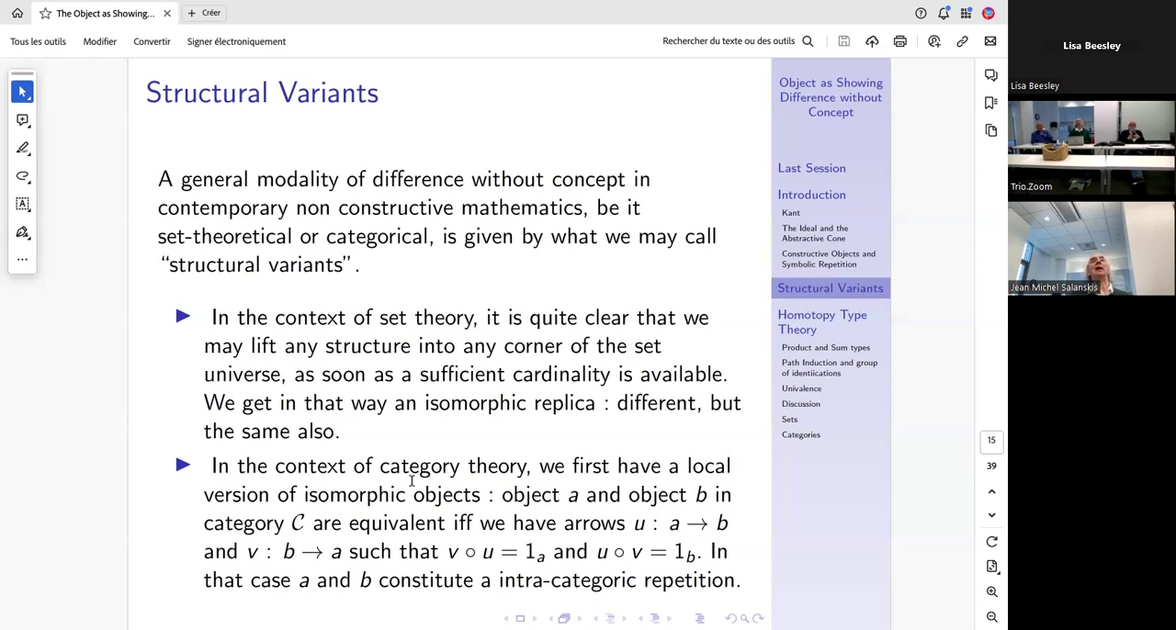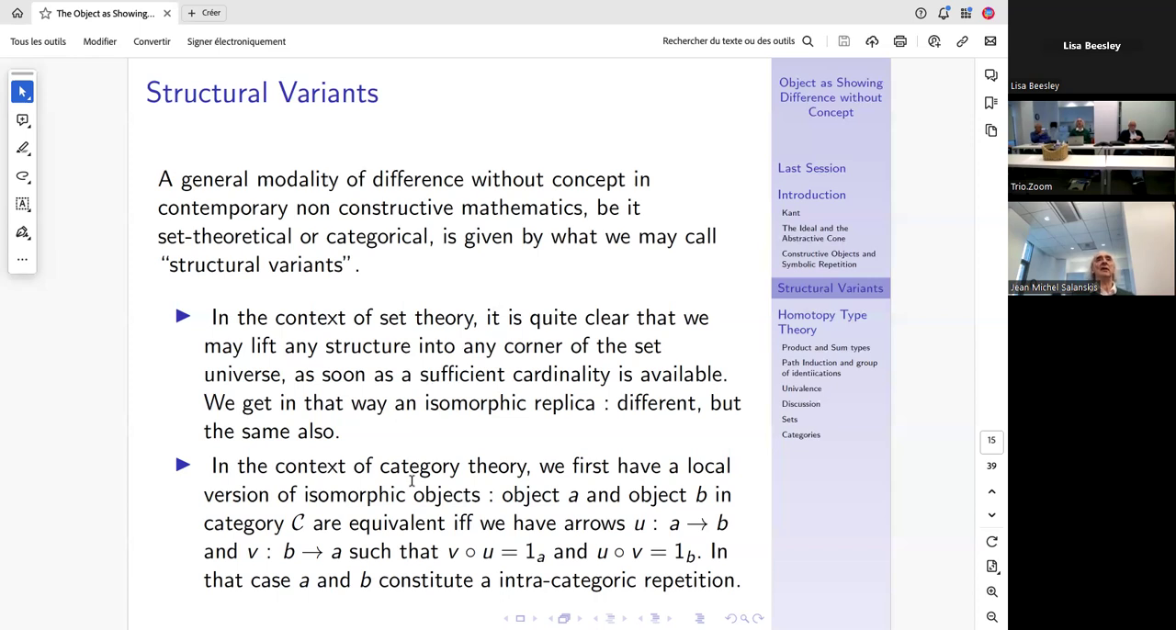So I first consider the set theoretical case. We know that we have an object which carries a structure in set theory. We are able to replicate this object with the structure in any other part of the universe, at least as soon as we have enough cardinality. So if we have, for example, something which is R exponent R with any kind of topological structure, you can replicate that in any other part if you have enough cardinality. So you can have an isomorphic replica of any structured object inside set theory. And that's the first example of an isomorphic replica.